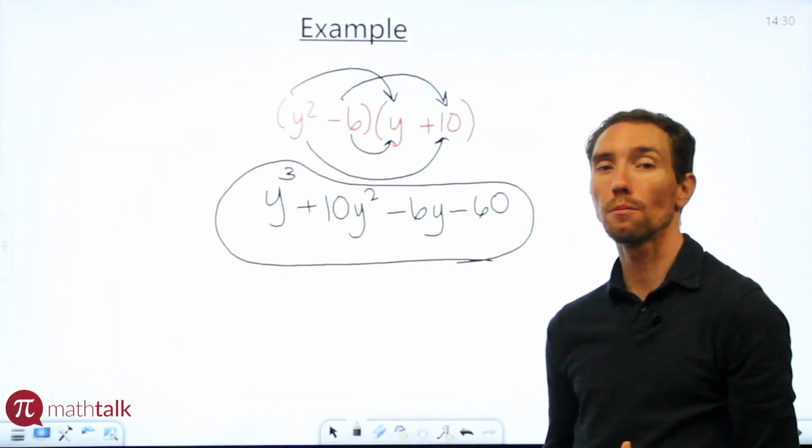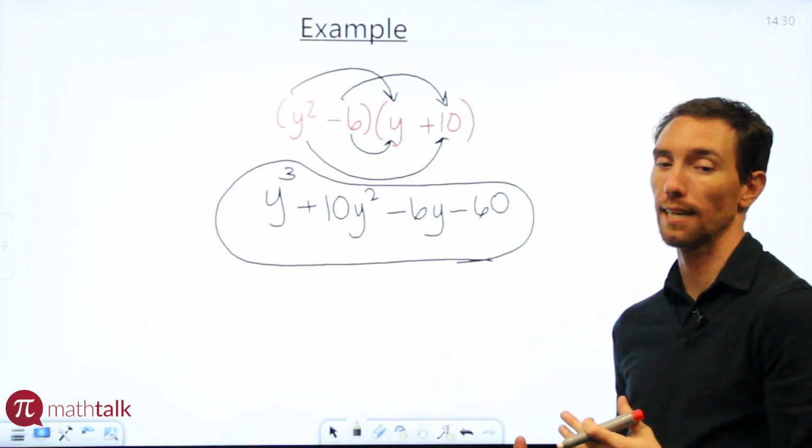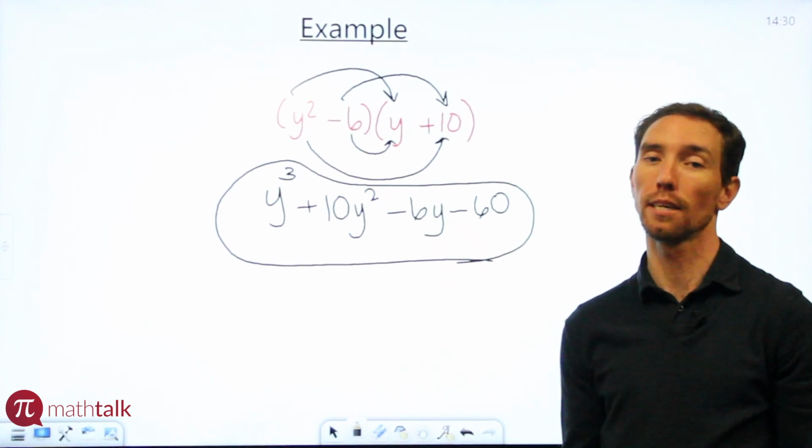So I hope this helps when you come to multiplying binomials. Definitely use the FOIL method. Take it one letter at a time, and then simplify, and then you'll get your answer.